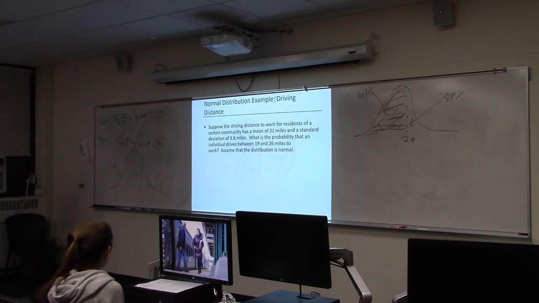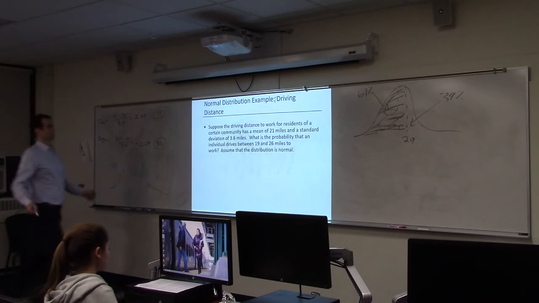Suppose driving distance for work for residents of a certain community has a mean of 21 miles and a standard deviation of 3.6 miles. What is the probability that an individual drives between 19 and 26 miles to work? Assume that the distribution is normal.